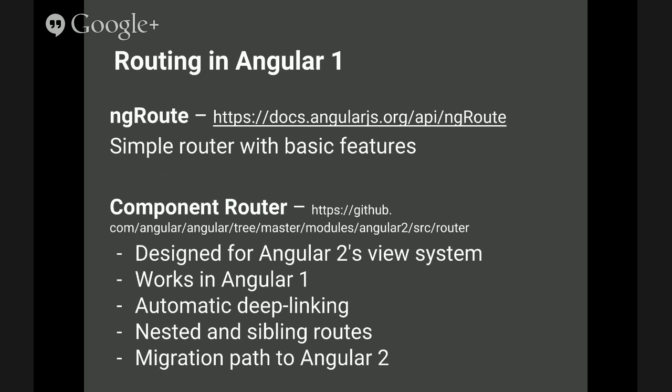There's a lot of words on this slide. So routing in Angular 1 uses a module called ng-route. This is a simple router with basic features. There's also a community module called UI router. UI router is super great, but it was not really designed for Angular 2's view system. But it has a lot of awesome features, and it actually heavily influenced the design of component router.